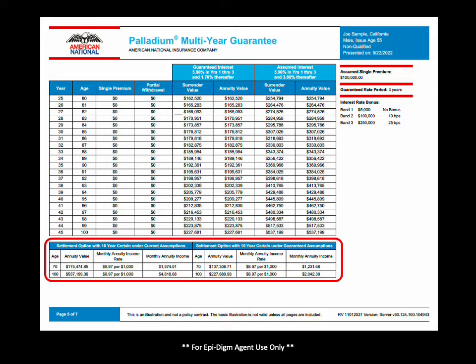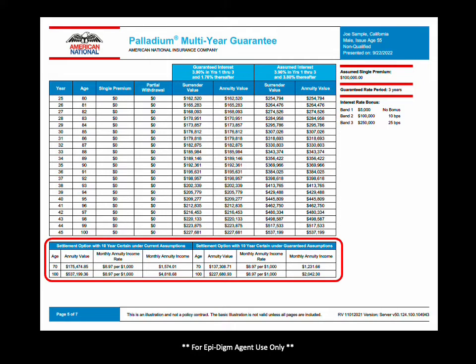Does anyone know? What's the settlement option? Settlement option with 10 years certain. Well, you get 10 years for sure. But can you get more than 10 years? No, you don't, because you don't have a life contingency. It's a 10-year certain, meaning that it only talks about 10 years. Can a client get a life annuity with a 10-year certain? Yes, they can. But the illustration only shows the 10-year certain settlement option.